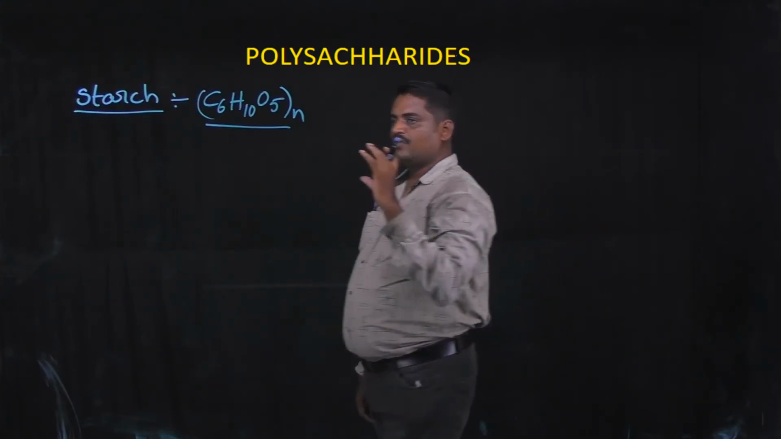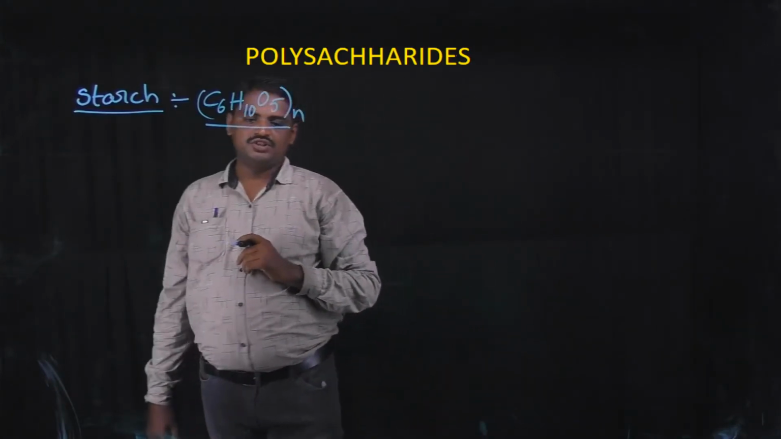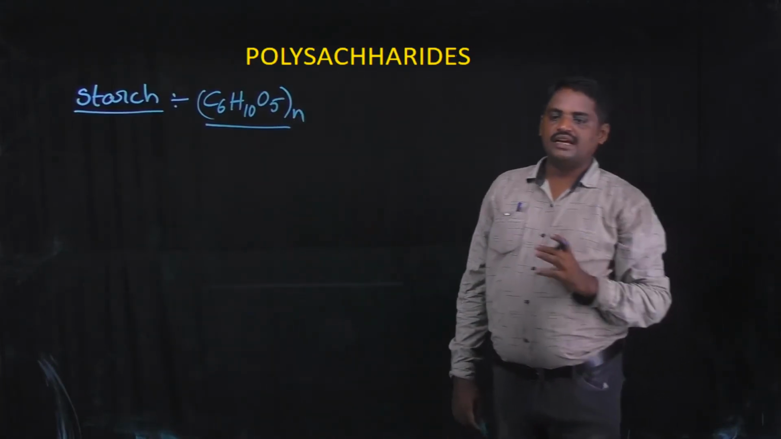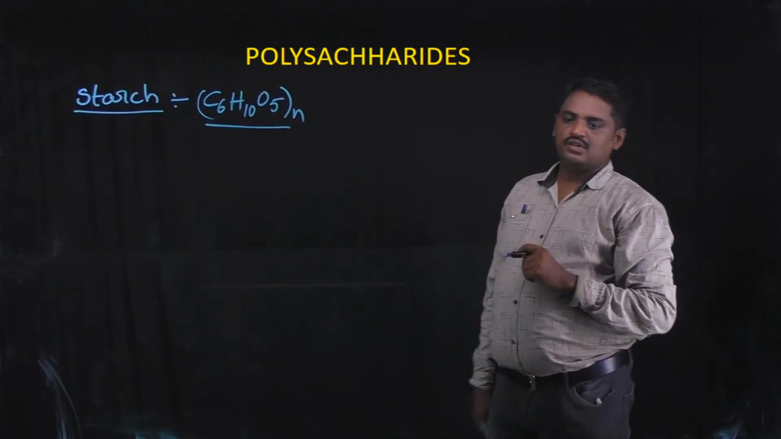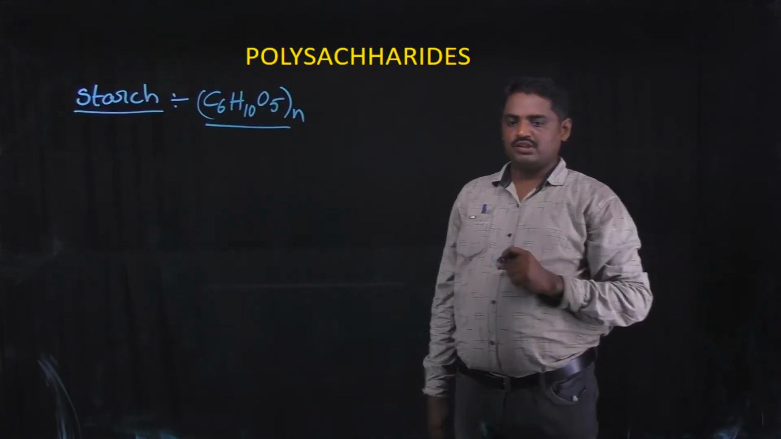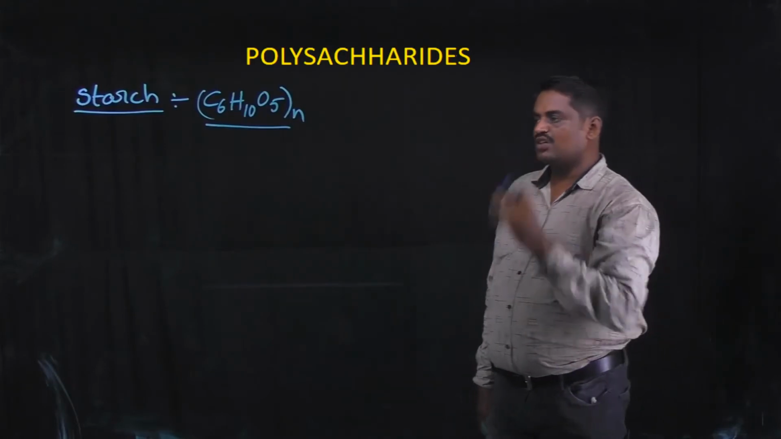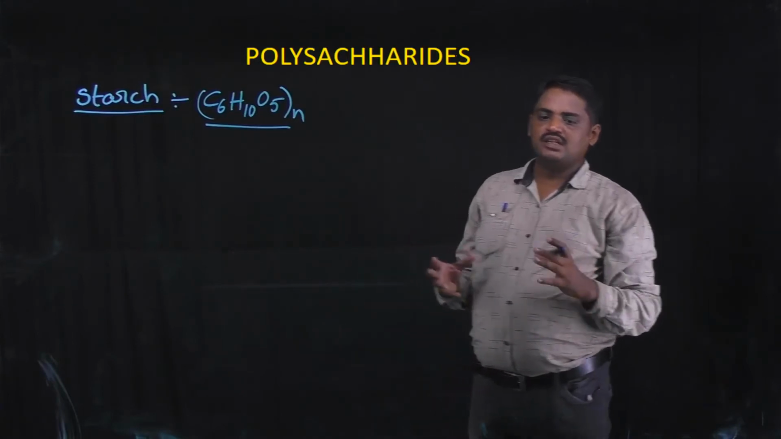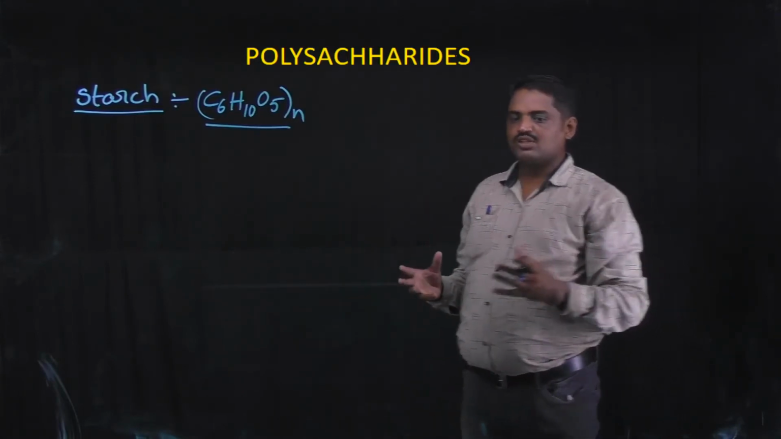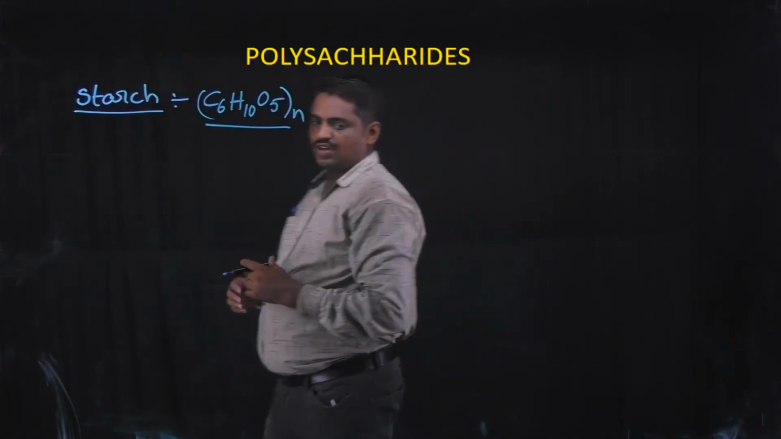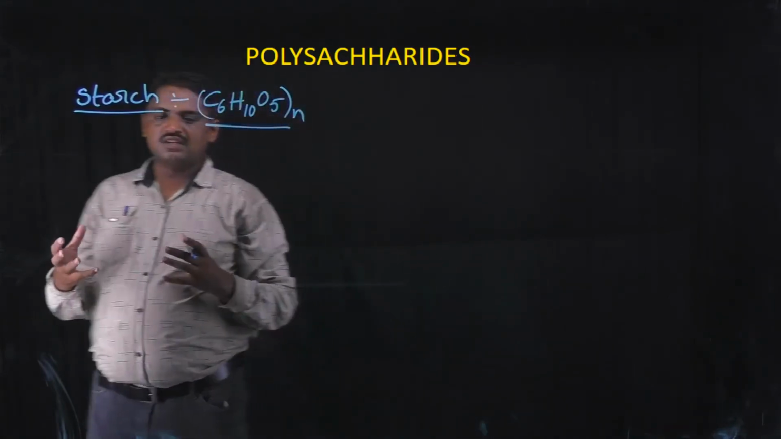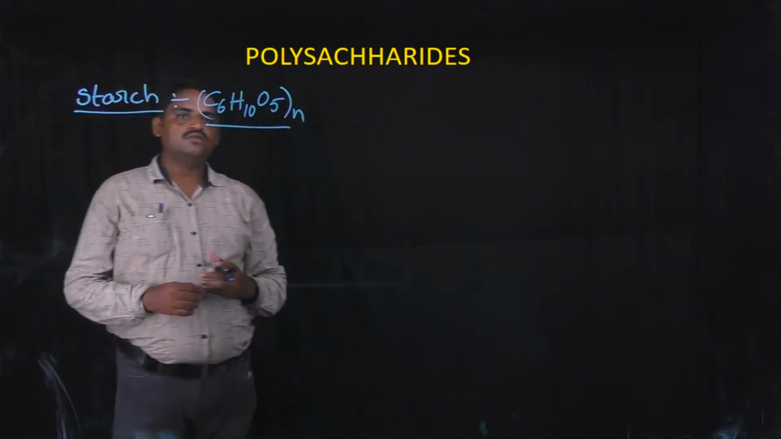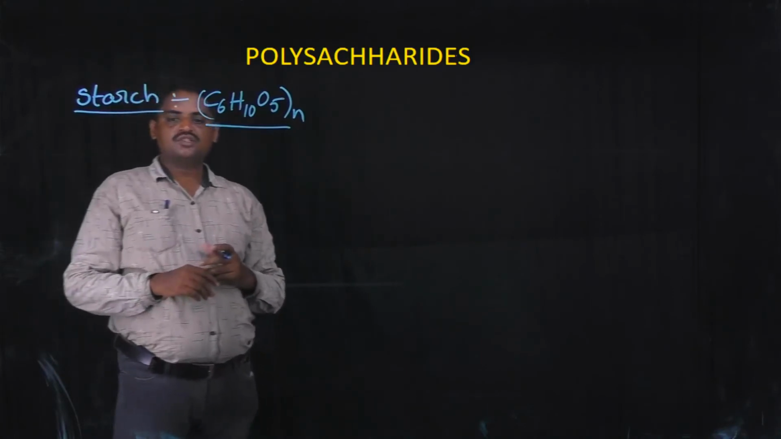So what is the meaning of polysaccharide? Generally, polysaccharides are amorphous solids. So the polysaccharides are smooth powders. Starch is one of the polysaccharides. The physical state of starch is an amorphous solid, a smooth powder. Okay, this is the general formula for starch.